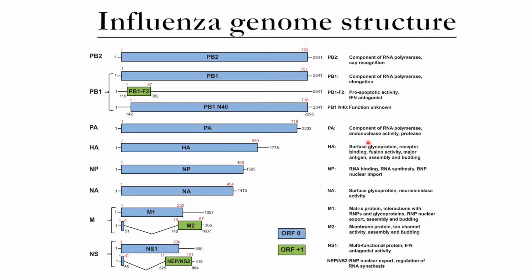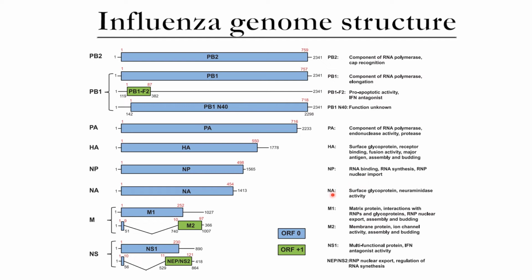PA is a component of RNA polymerase and it has protease and endonuclease activity. HA is a surface glycoprotein. It has receptor binding and fusion activity. It is a major antigen and it is involved in assembly and budding. The NP is RNA binding. It is also involved in RNA synthesis and in RNP nuclear import.